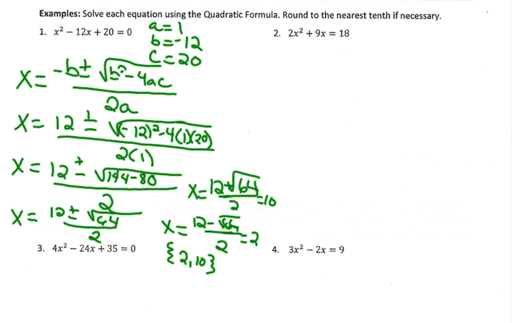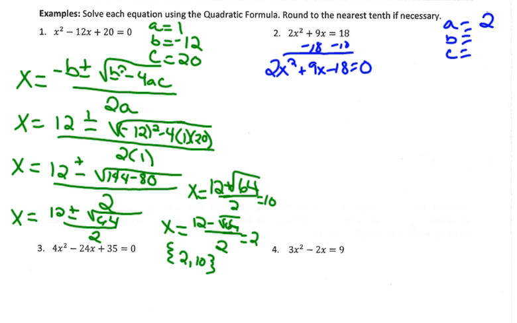All right, let's try this next one. So now I need to get one side equal to 0, so I'm going to subtract 18. So 2x squared plus 9x minus 18 equals 0. I'm going to write down what a, b, and c are.